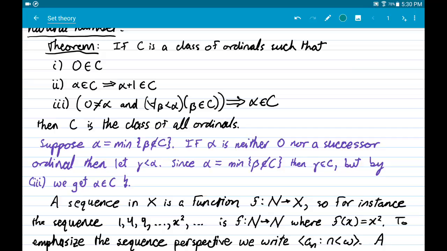So to do this proof, we will assume that we have some class satisfying all three properties, and then suppose that there is some ordinal not contained in the class, and produce a contradiction. So if there is some ordinal that is not contained in a C which satisfies these three properties, then this forms a non-empty class of ordinals. We already know that the min of such a thing exists, call it alpha.